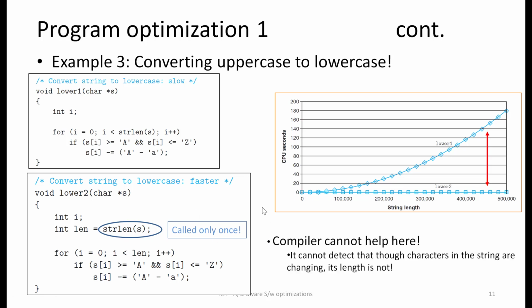And here too, you can imagine the difficulty of the compiler. The compiler would see that the data in the string is changing, but it doesn't know that the length of the string is the same. So it cannot do such an optimization. Even though it's quite trivial to us as programmers, it's not so for the compiler.